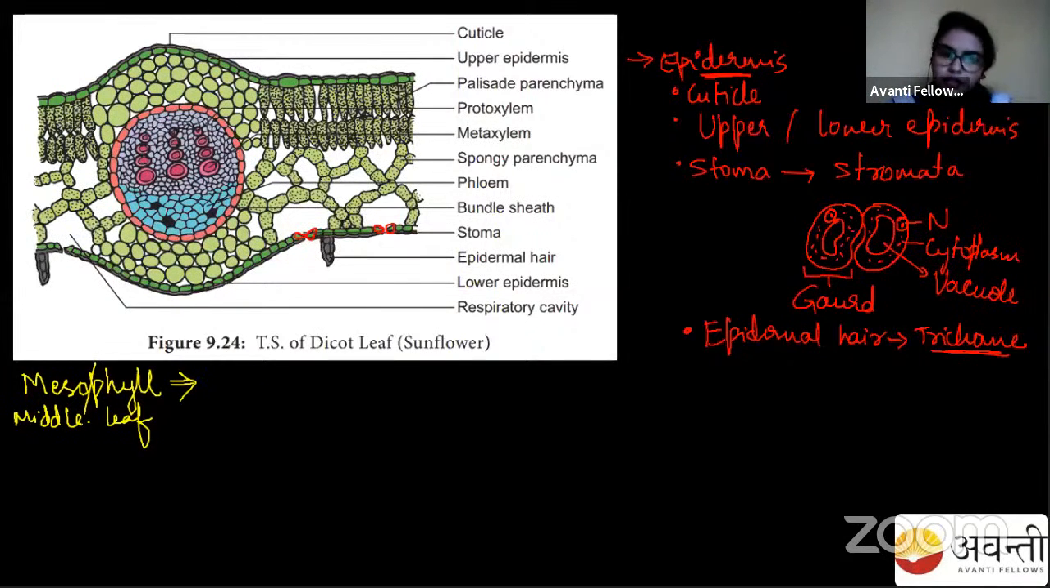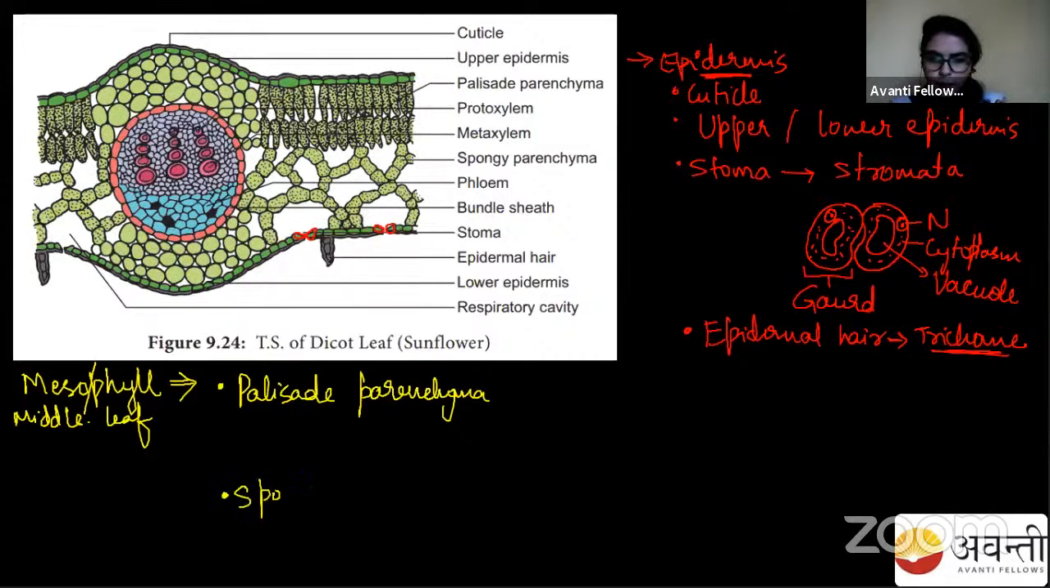Mesophyll is usually differentiated or divided into two types of cells. That is palisade parenchyma, and another one is spongy parenchyma.